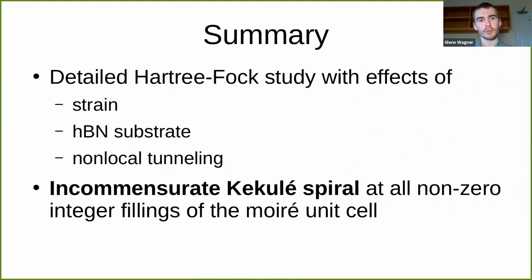Let me conclude at this point. We did a detailed Hartree-Fock study of twisted bilayer graphene at all integer fillings, adding strain, substrate potential, and non-local tunneling to the model. And we find that the incommensurate Kekulé spiral is a robust candidate state for the insulators observed at non-zero integer filling of the moiré unit cell.